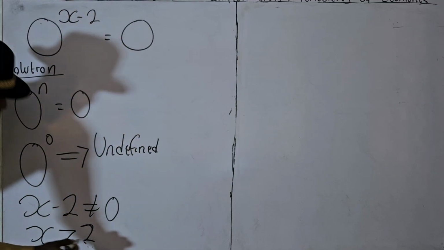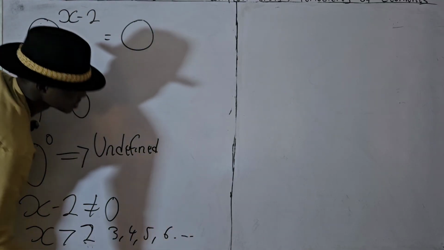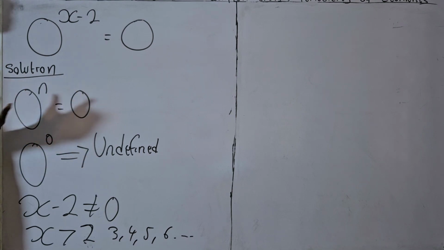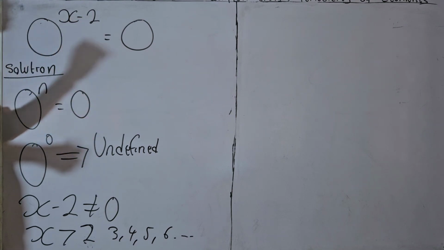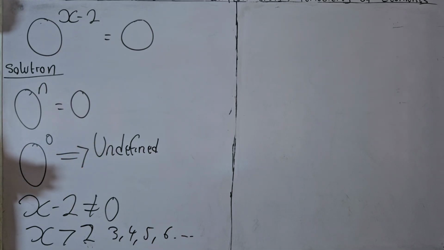Are you getting it? It can be 3, it can be 4, it can be 5, it can be 6, and so on. Now, what if the exponent of 0 is negative? For example, let's say x is minus 3. If you replace minus 3 here, you're going to obtain 0 raised to the power of negative 5. What would be our solution? Is there any solution for that?